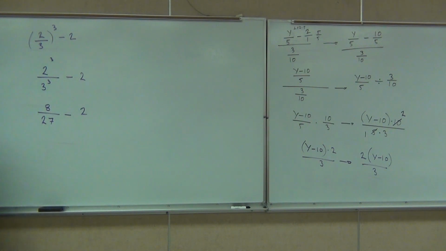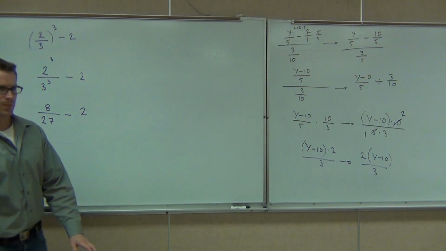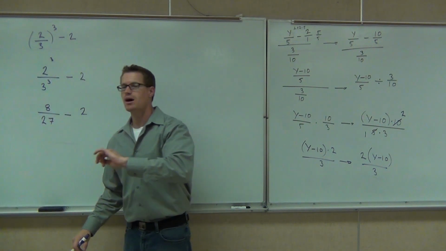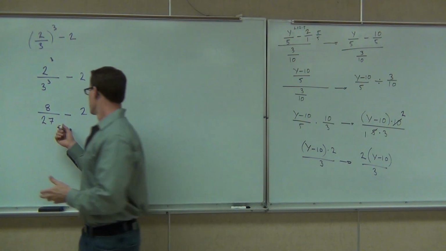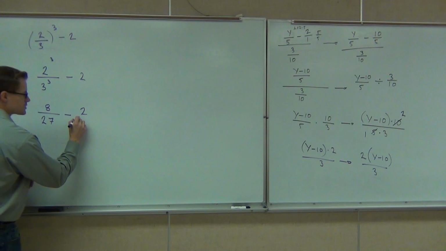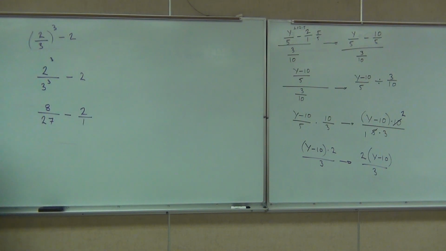minus 2. So now we've got this down to 8/27 minus 2. Put 2 over 1. Good, 2 over 1, because now we don't have any multiplication or division, but we do have some addition or subtraction. This 8 over 27 minus 2, of course, we make that 2 over 1. Do we have an LCD? 27. 27.